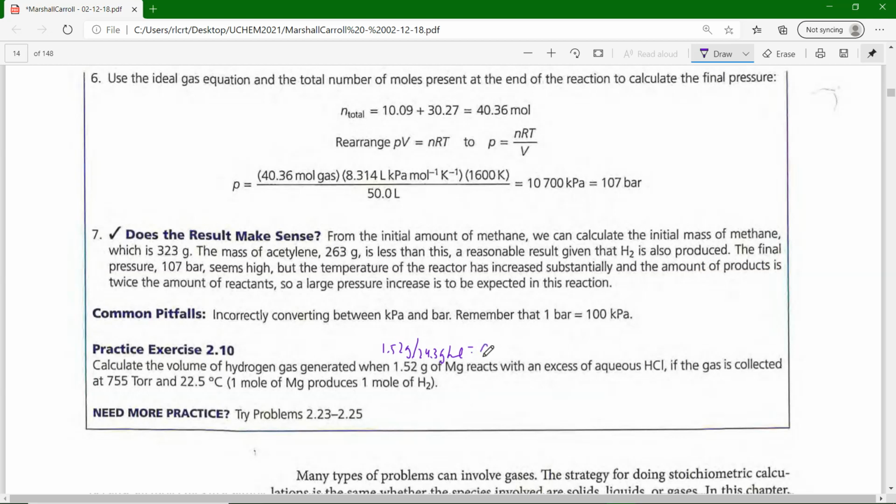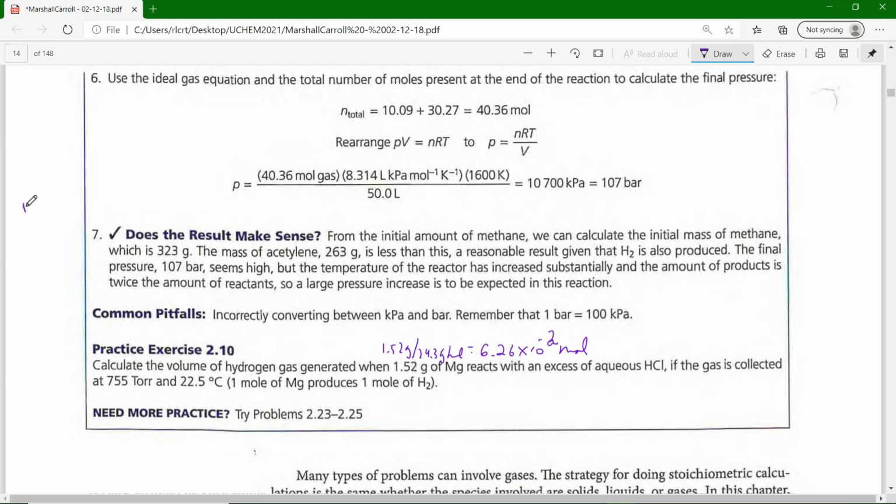6.26 by 10 to the minus 2 moles. So that's the moles of magnesium. And it's reacting with excess hydrogen chloride. The gas collected at conditions of 755 torr and 22.5 degrees Celsius. And it tells me 1 mole of magnesium produces 1 mole of hydrogen.